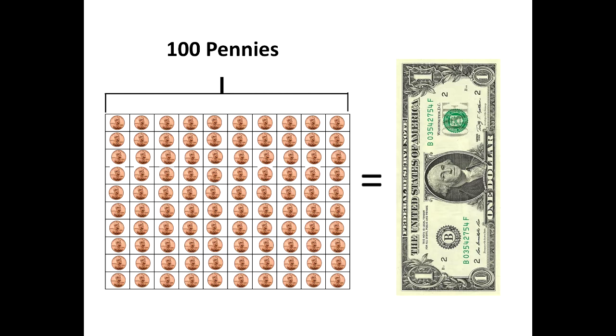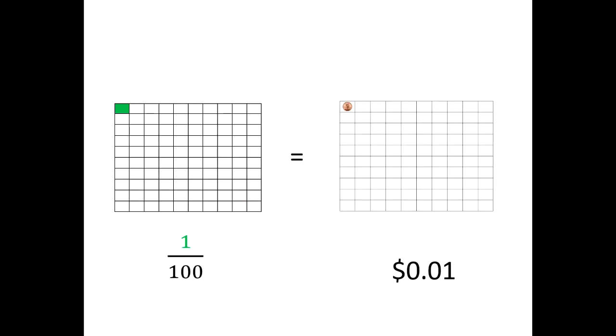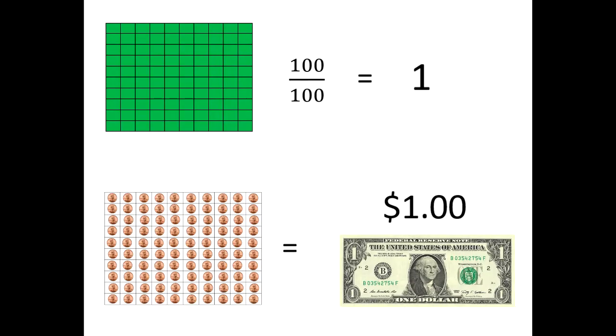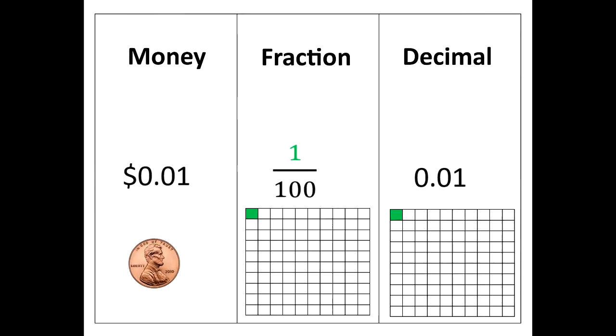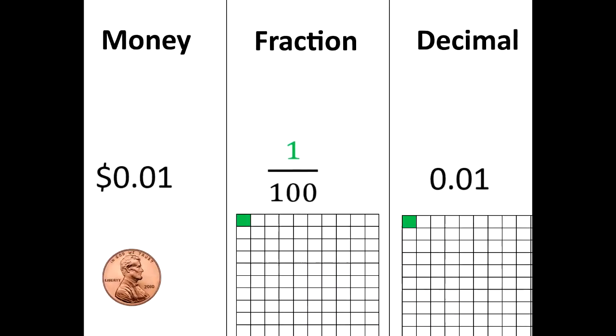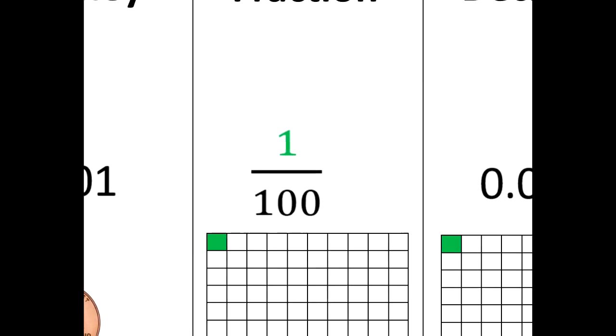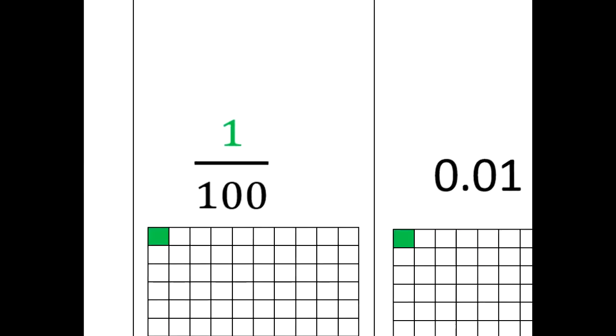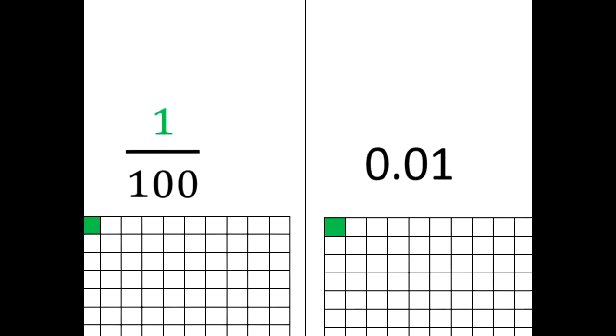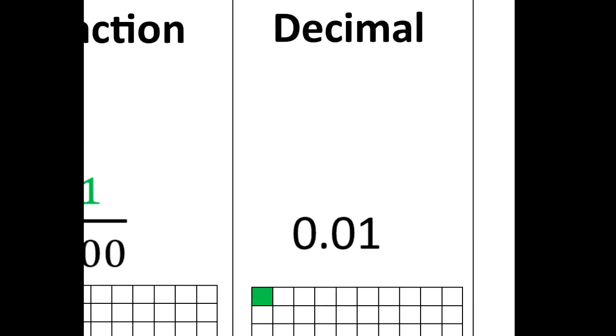This is very similar to fractions and decimals. 1/100 is the same as 1 penny. And when we get 100 hundredths, it equals 1, just like 100 pennies equals $1. When you have 1 penny, you have 1 out of the 100 you need to get $1. So 1 cent is the same as 1/100th in fraction form, as well as 0 and 1/100th in decimal form.